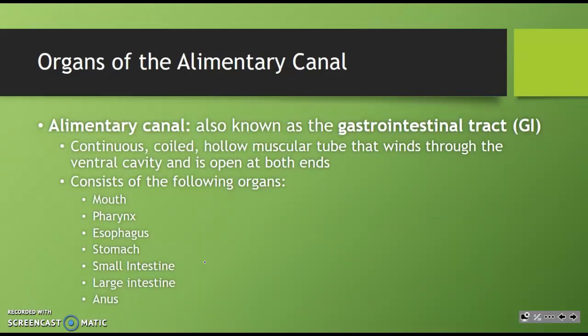So the alimentary canal is also known as your GI tract, okay? A lot of times if you're having intestinal problems or digestive problems, you go see what's called a GI doctor, a gastrointestinal doctor. And basically this is your long tube that goes through your entire body. It consists of the following organs, and this is also the correct order in which food is going to flow through your body. So it's kind of important to recognize that this is also the correct order of organs. So you have the mouth, the pharynx, the esophagus, the stomach, the small intestine, the large intestine, and then the anus.